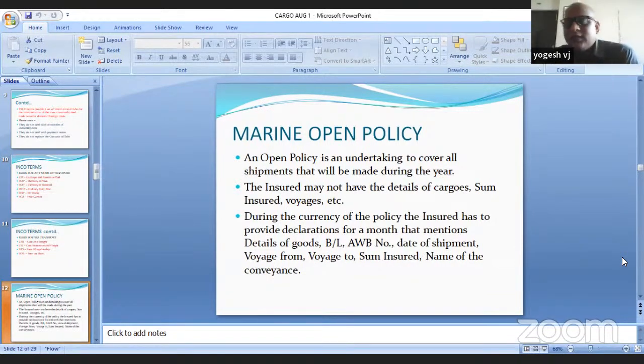An open policy is an undertaking to cover all shipments that will be made during the year. The insured may not have the details of the cargo, voyages, etc. During the currency of the policy, the insured has to provide declarations for a month that mention details such as bill of lading if it comes by vessel, or airway bill number if it comes by air, then the date of shipment, and from where it is traveling to where. Once this detail is obtained, we can either issue a certificate or enter a declaration. We do not require all these details while entering declarations, but while issuing certificates we require all of them. At the time of declaration, how do we enter the sum insured? That's it.